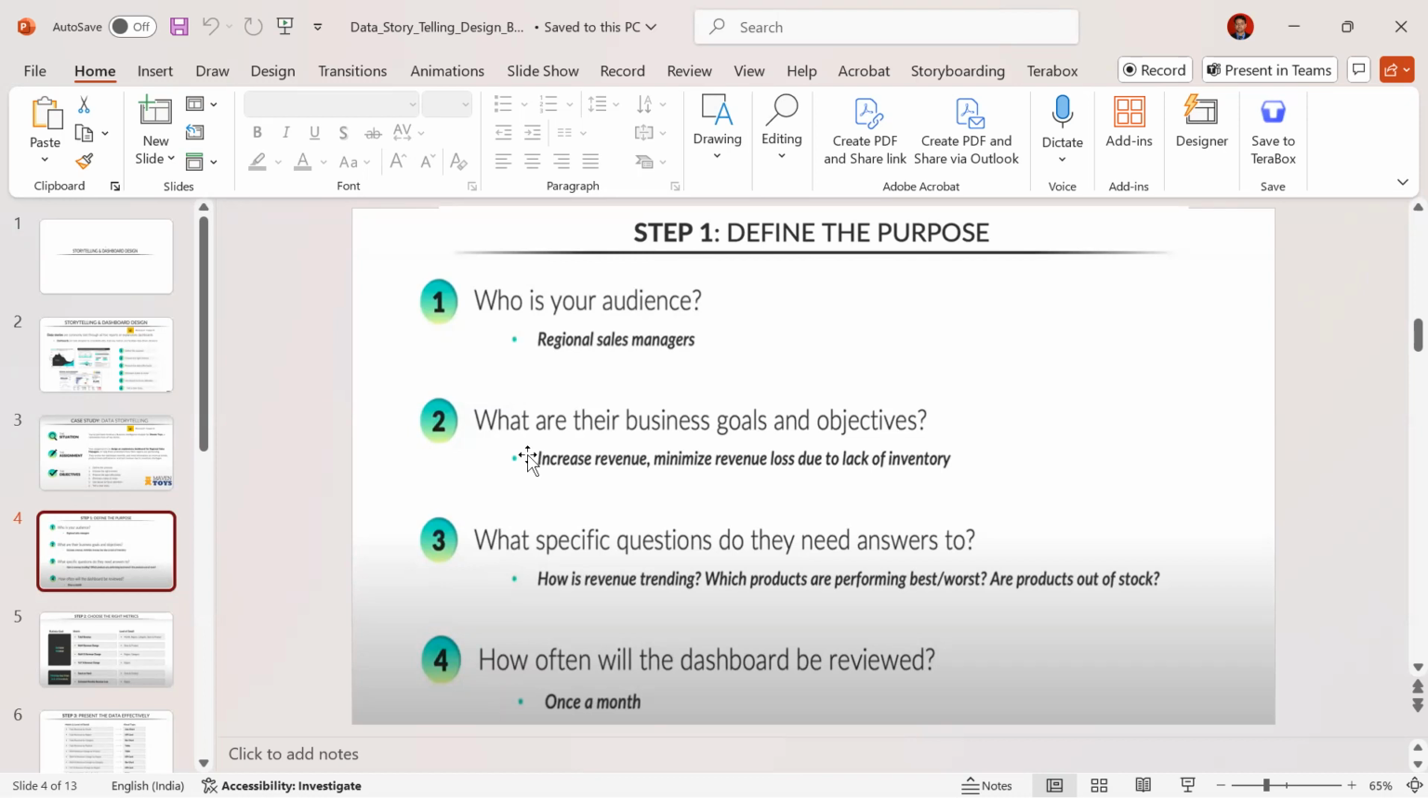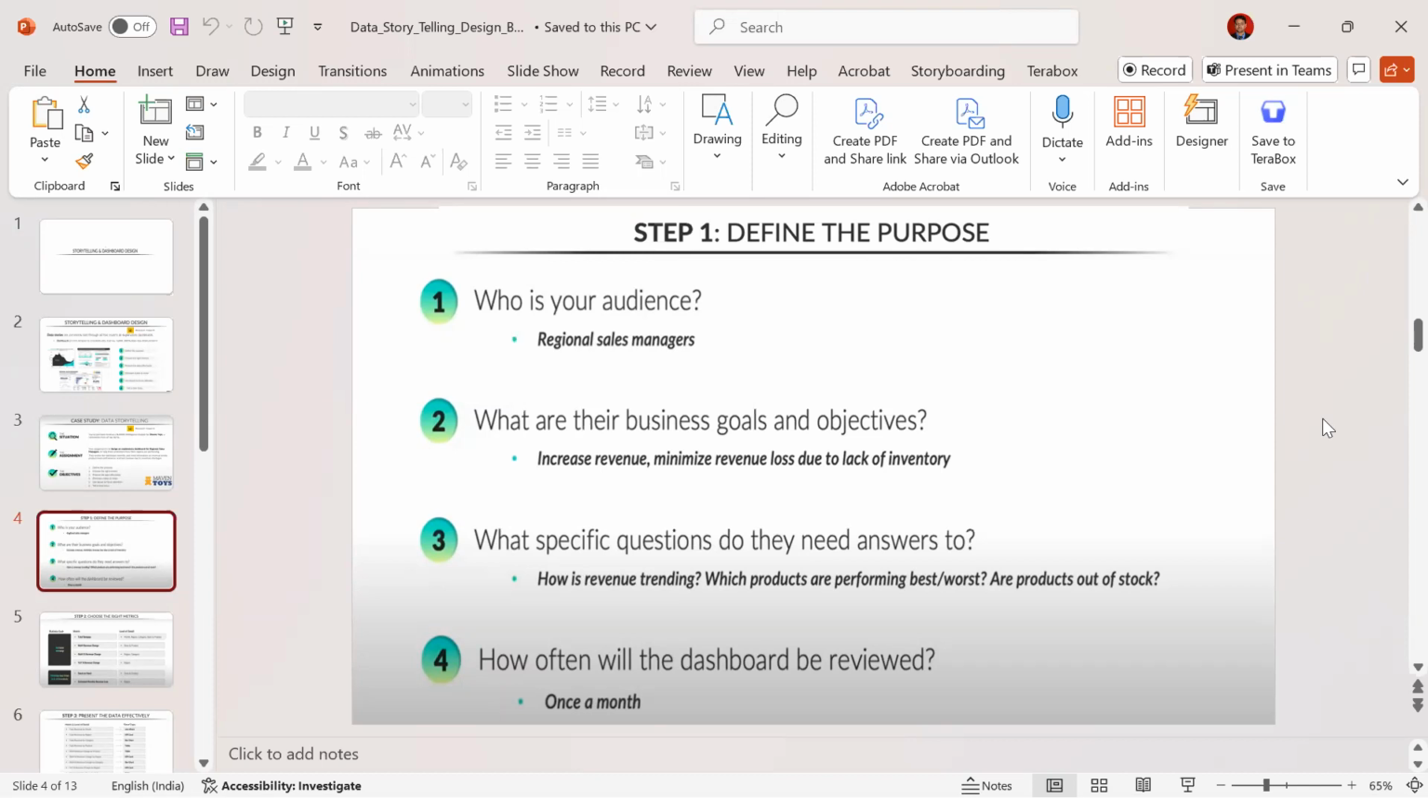And what are the business goals and objectives? We already saw that the goal of this particular dashboard is to help them get some insight on how to increase the revenue and minimize the revenue loss due to lack of inventory, nothing but out of stock. How the products going out of stock are impacting the revenue decrease. How to minimize that particular loss.